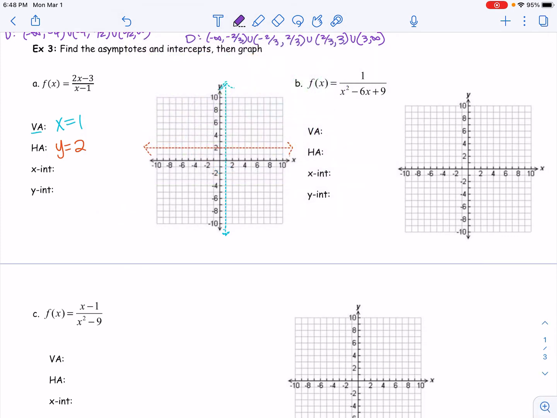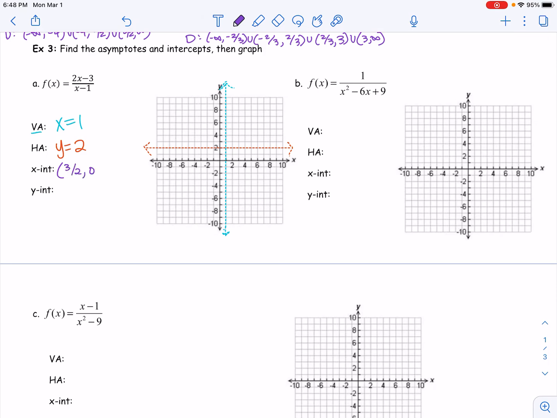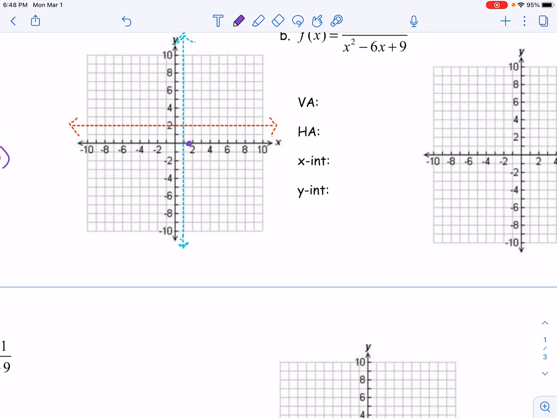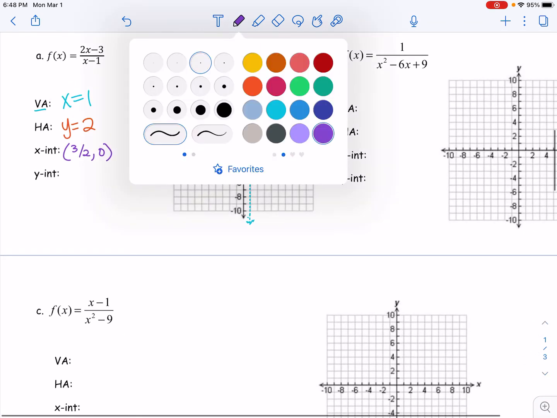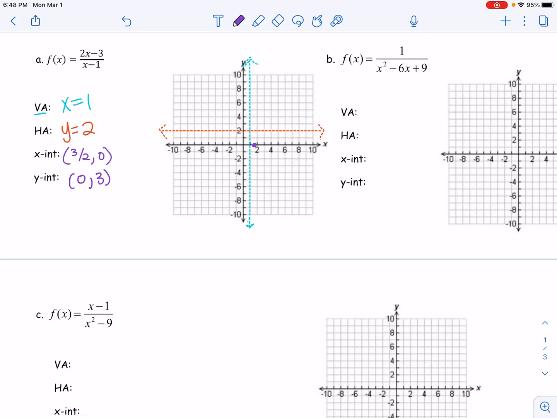Now I want to find those intercepts, the x and the y-intercepts. X-intercept, I set my numerator equal to 0. So when I set 2x minus 3 equal to 0, I get 3 halves. Remember, I want to write these as coordinate locations. So that's (1.5, 0), somewhere about right here. And then for the y-intercept, I'll keep the same color. I plug in 0 for x. So that would be negative 3 divided by negative 1, which is positive 3. So (0, 3).